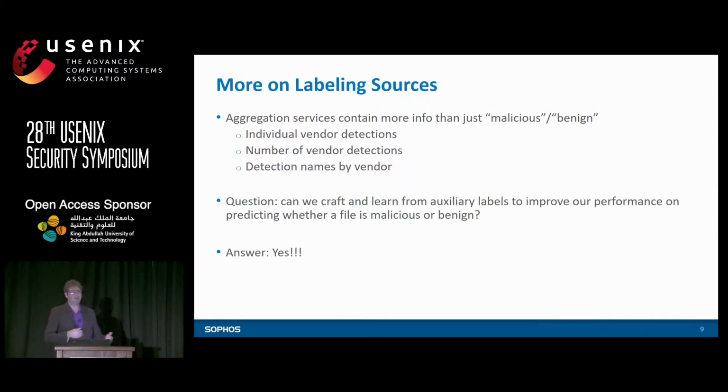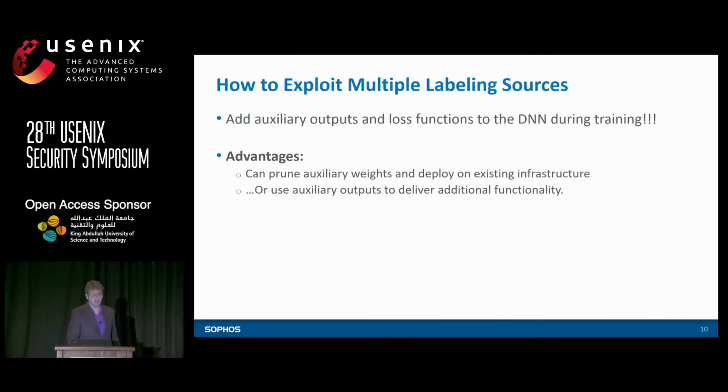So that's sort of the standard workflow. But as I alluded to earlier, there are actually a lot more labels that we can get, a lot more sources that we can get labels from. With these vendor aggregation services alone, we're actually creating this aggregate label. We have, from the services themselves, individual vendor detections, the number of vendor detections, the detection names by vendor at the very least. So can we craft some sort of auxiliary labels and learn from these during the optimization process? Well, the answer is indeed yes, we can.